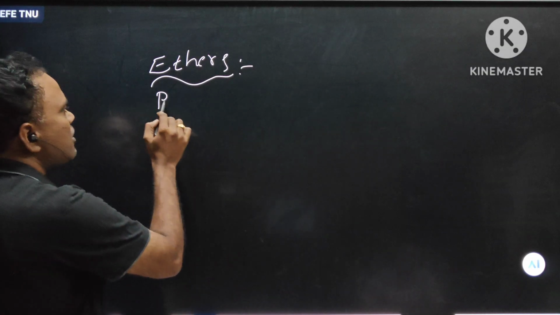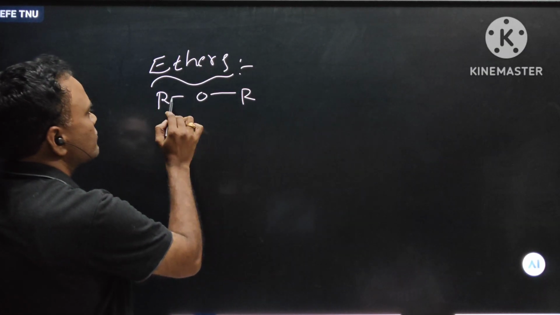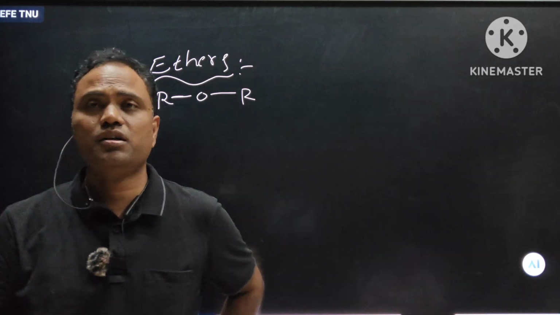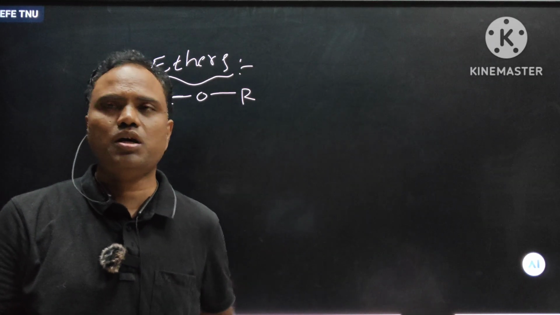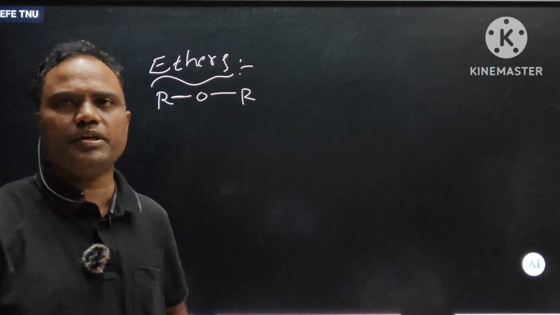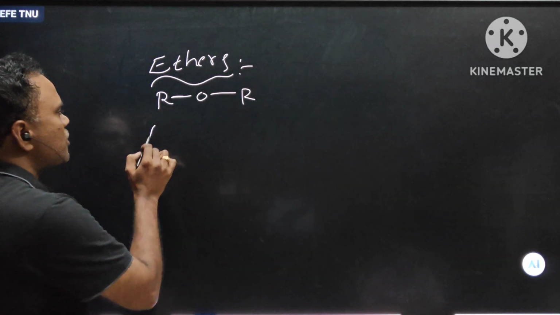Ethers general format is ROR, where R is an alkyl group, like CH3, CH2, or a cycloalkyl, or even an aryl group. First, nomenclature.